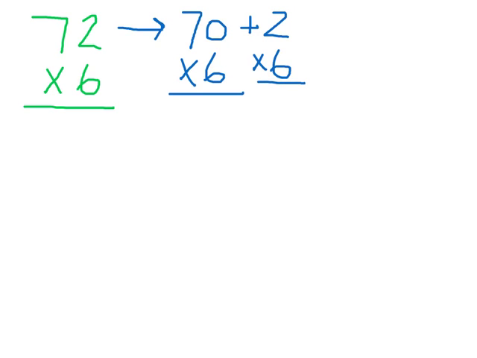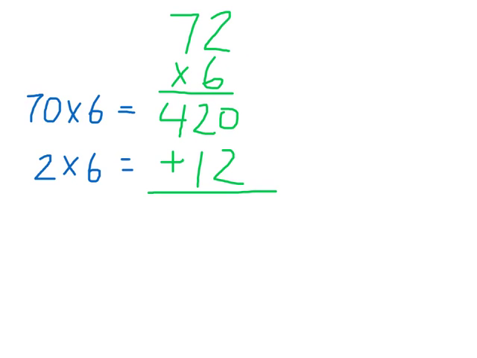When I multiply them, 6 times 0 makes 0, and 6 times 7 makes 42. And 2 times 6, I know, makes 12. So now I've got 70 times 6 equals 420, and 2 times 6 equals 12. Once I put those two together, I add them up, I will have the answer to 72 times 6. So if I add them up, I get 0 plus 2 equals 2, 2 plus 1 is 3, and then the 4 drops down for a grand total of 432.